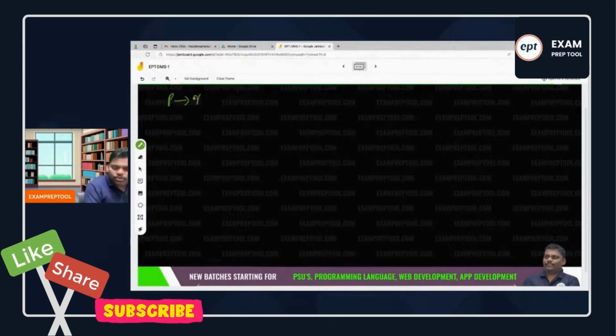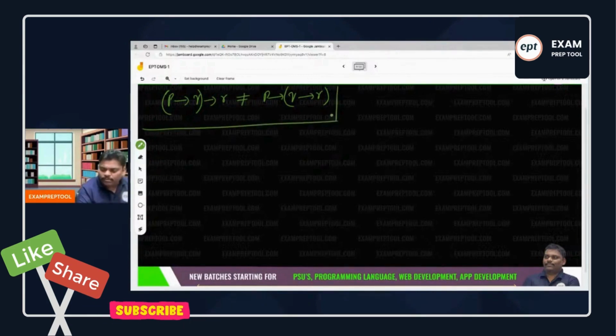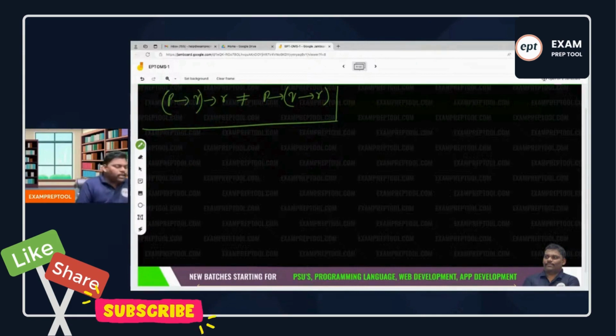P implies Q, Q implies R. This is almost like, this is called the associative property. Both are not equal. This is the associative property; implication fails it. Be careful. Associative property, implication fails. Please be careful.